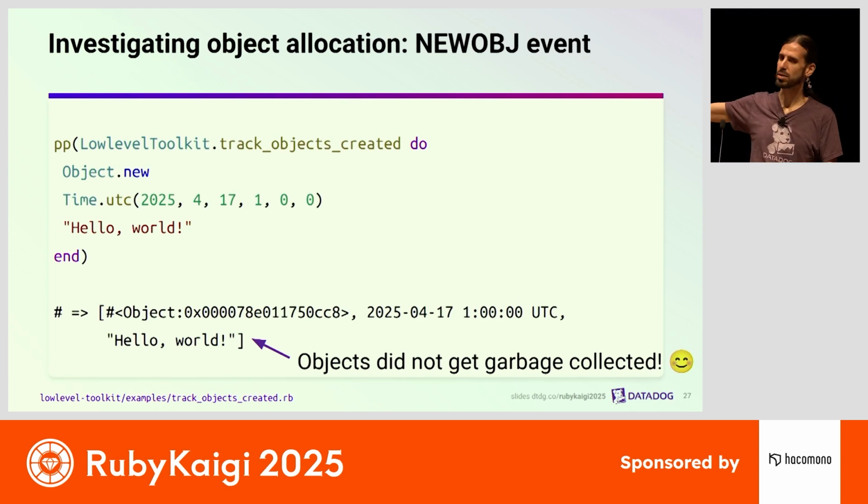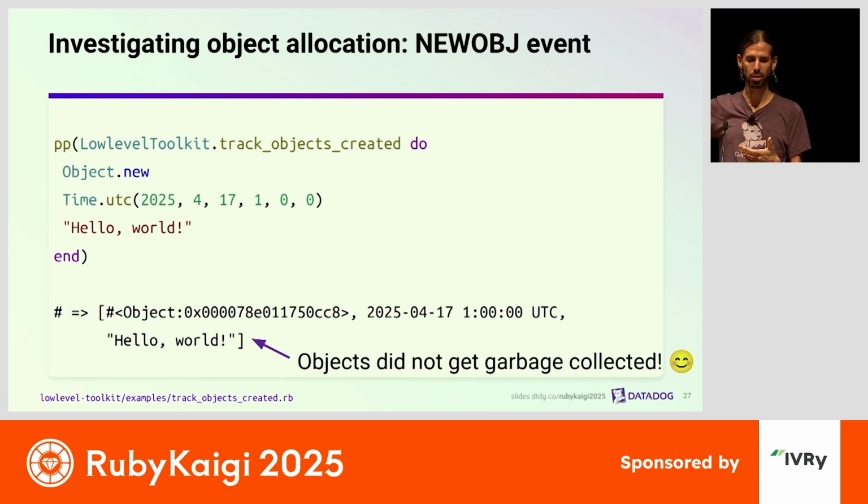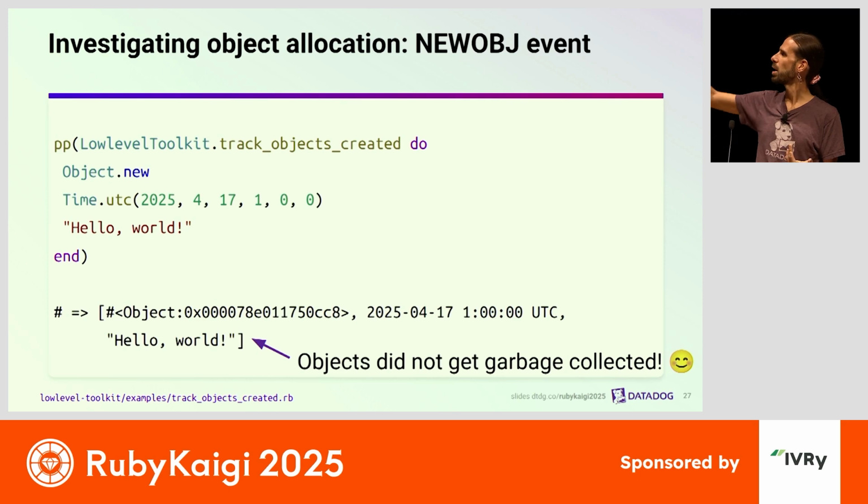And an interesting thing that you see is that because we are collecting all of the objects that got created, whereas you would expect object.new and time, etc. to be garbage collected, in this case we're actually holding references to them so they don't get garbage collected. So we can look at them later.